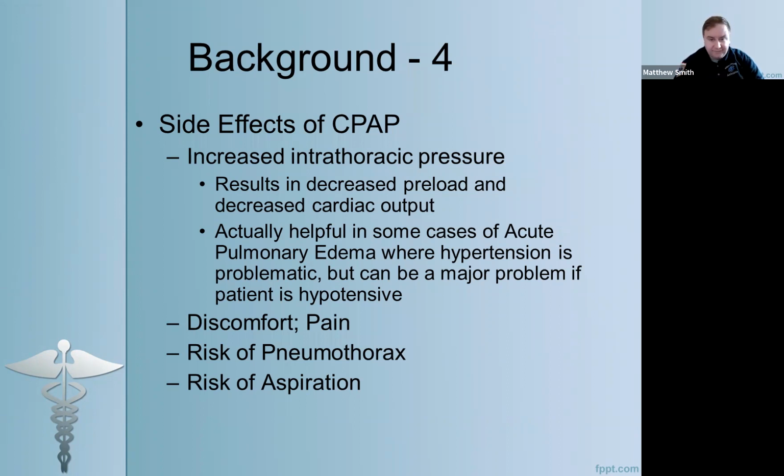But if you have a patient who is hypotensive or borderline, and you put them on CPAP, you're going to bottom them out, and you could kill them. So you can't do it. And so one absolute contraindication for us with CPAP is a systolic of less than 100.